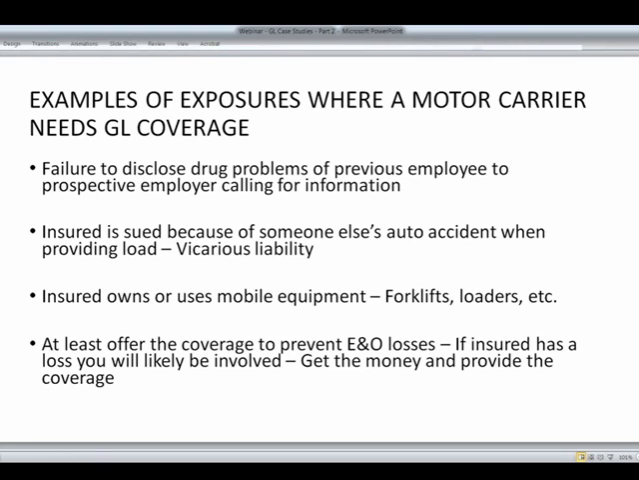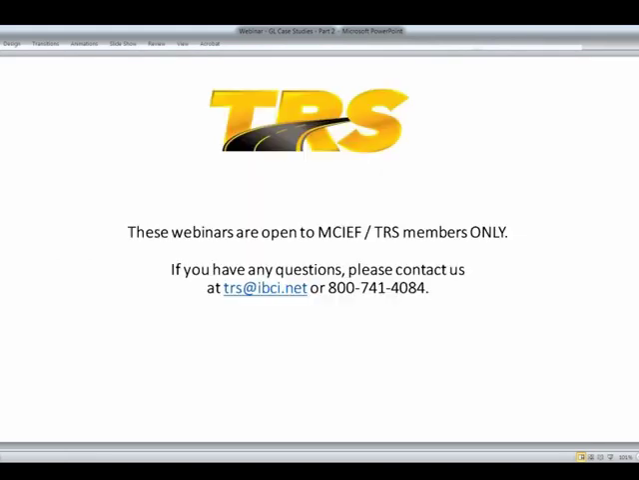At least offer the coverage to prevent E&O exposure. If the insured has a loss, you will likely be involved. You need to get the money and provide the coverage. So those are why the motor carrier needs both an auto liability policy and a GL, and how the two work together from the auto exposure and the GL exposure.